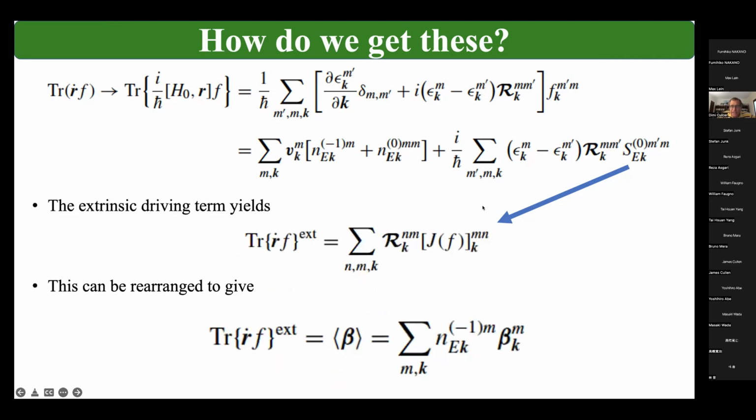Now, the other thing that we have, the extra contribution, and this is basically the crux of it all, is this anomalous driving term. The extrinsic or anomalous driving term is the one where you have to iterate and do a number of things to get to it.